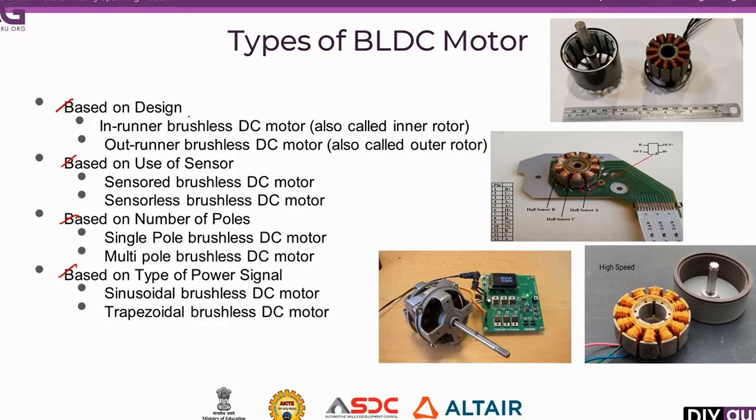Based on the design, basically we have the in-runner brushless DC motor, where the inner side of the motor will rotate, and the outrunner BLDC motor, where the outer part of the motor will rotate. Then, with the help of sensors, we have sensored brushless, and also unsensored brushless BLDC, where we don't have any sensor.